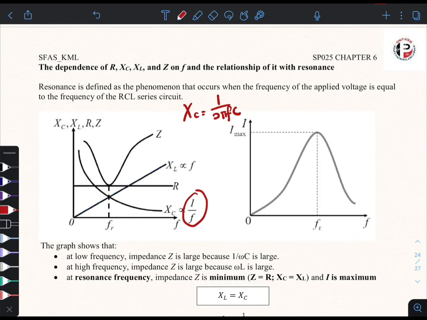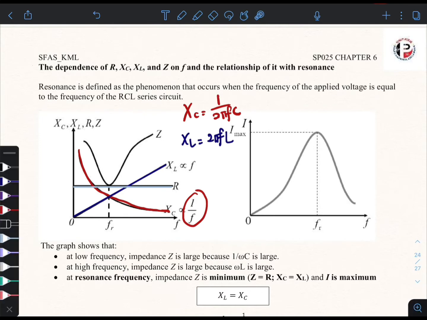This is your, ini inversely proportional adalah XC, and then directly proportional adalah kamu punya XL, because we have the equation XL is equal to 2 pi F L, they are directly proportional. And then untuk resistance, it is independent of the frequency. Resistance tidak bergantung kepada frequency.